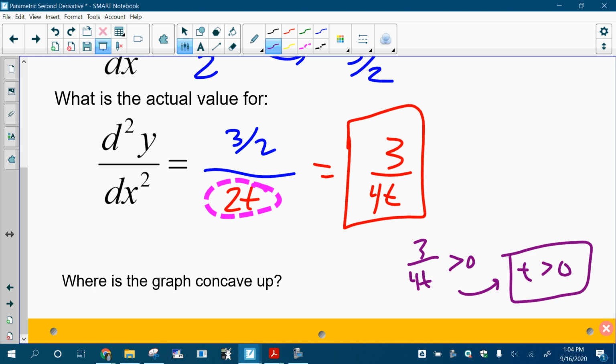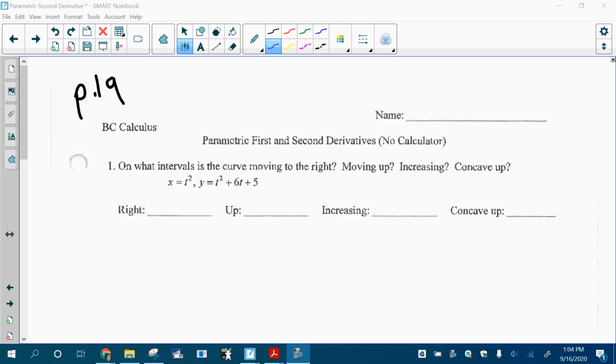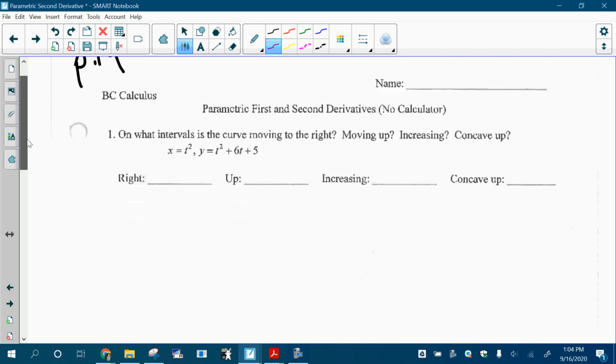Cool. I just want to jump through 2 example problems with you guys. Go to page 19 if you're going by the numbers in the bottom right. I want to do an example here. It says, I got a parametric. On what intervals is the function moving to the right, to the up? When is it increasing and when is it concave up?